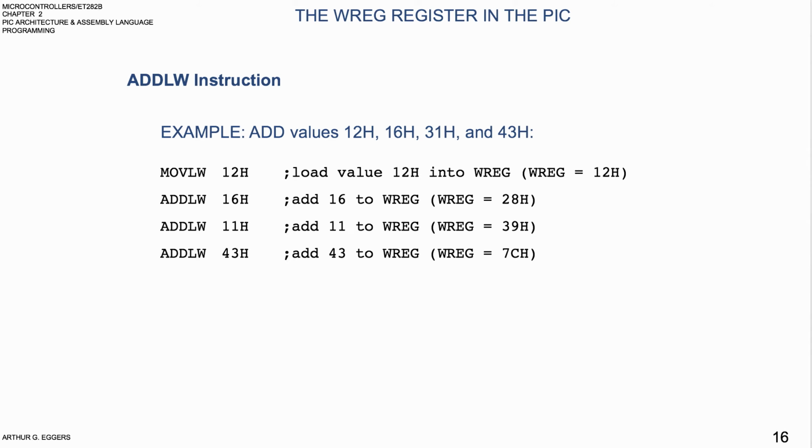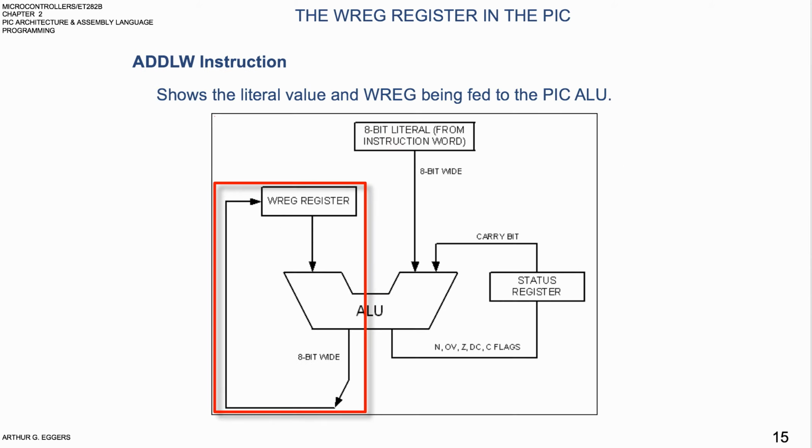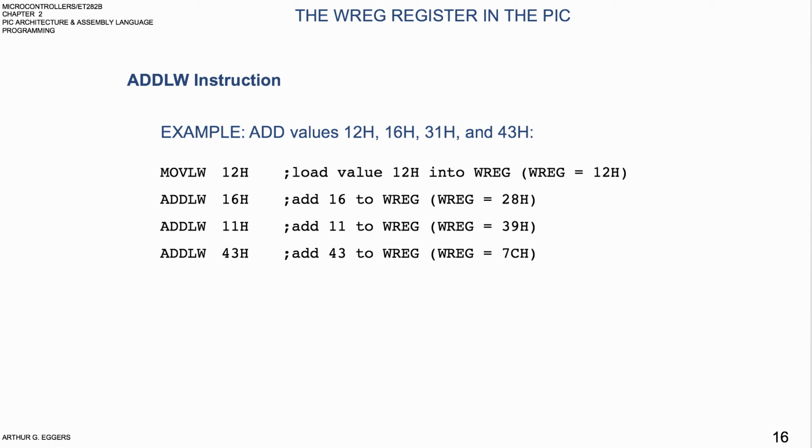So you can see that in doing this, in each case we've added a value to the original value that was moved into the working register, and it just keeps accumulating and accumulating as it cycles through the arithmetic logic unit each time. Then it puts the value back in the working register. So that is the add command.